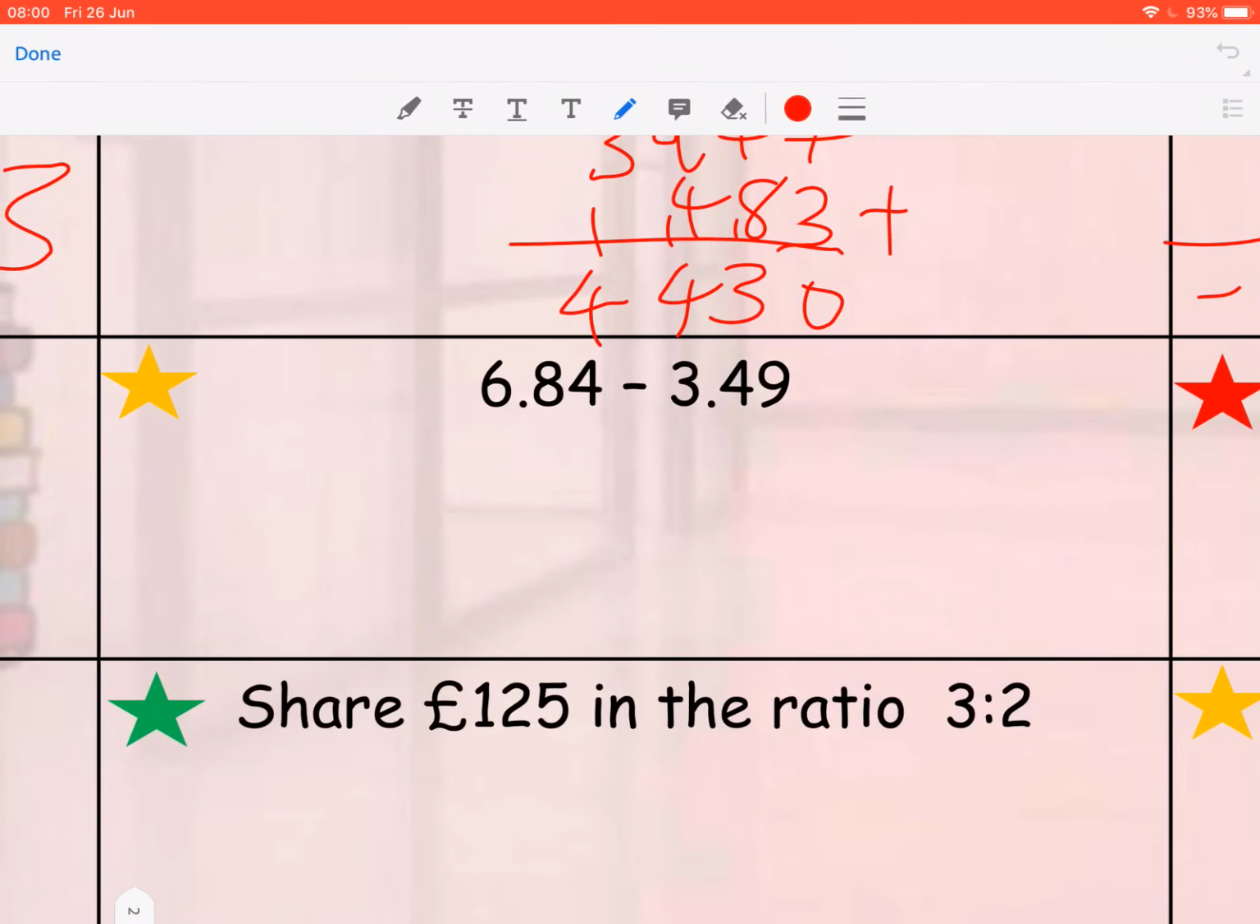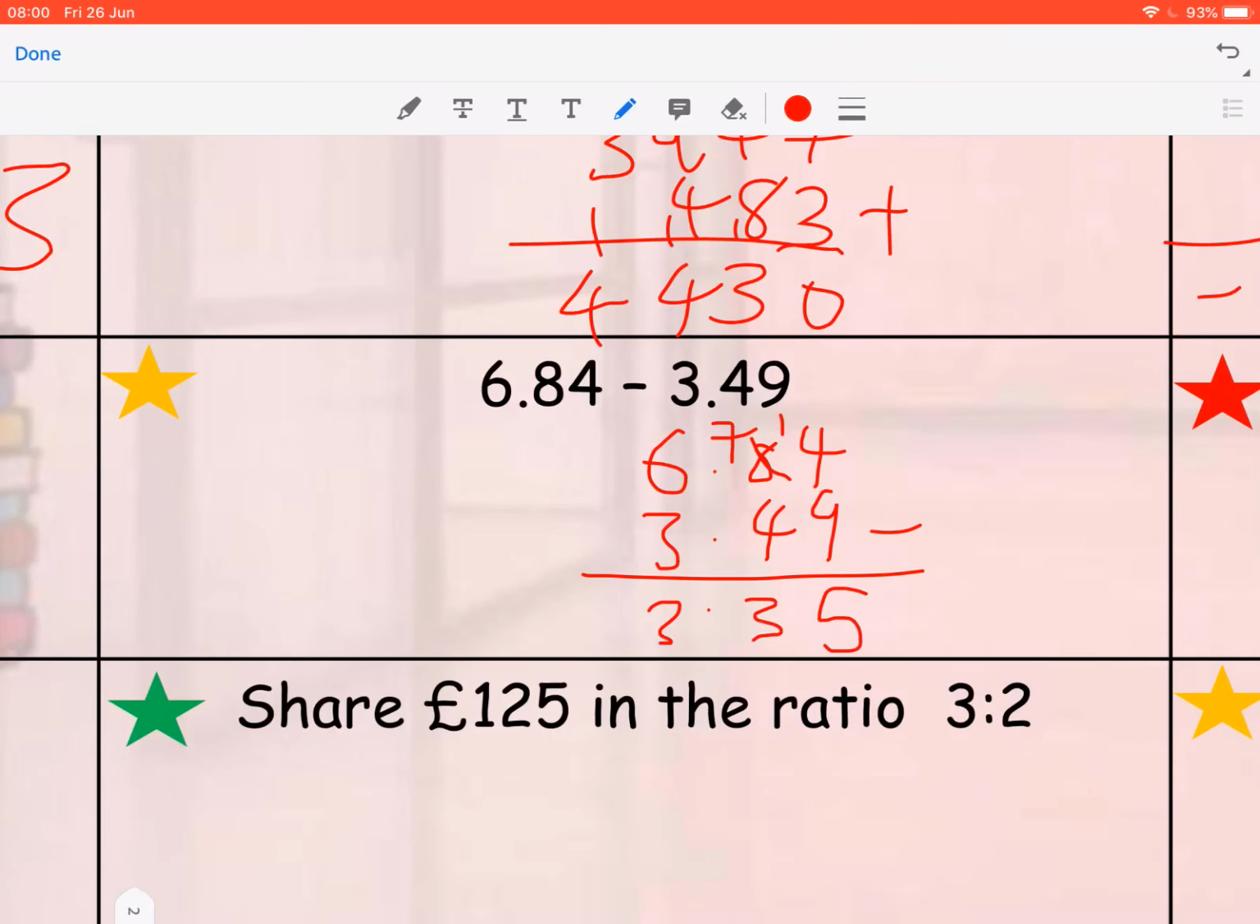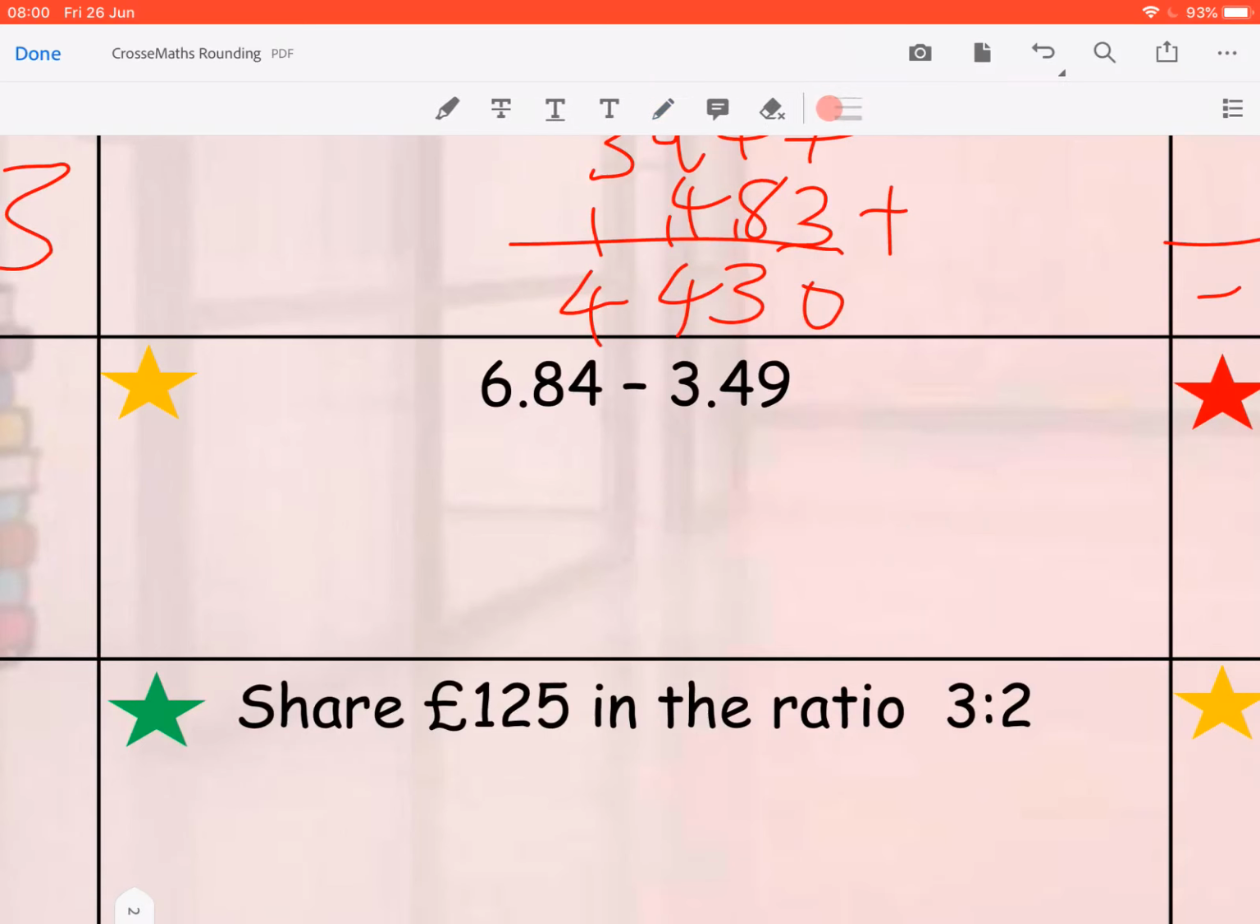Bit of subtraction. Make sure you line the decimal points up correctly. I've got 6.84 take away 3.49. 4 take away 9, I can't do it, so I'm going to borrow 1 from the 8. 14 take away 9 is 5, 7 take away 4 is 3, 6 take away 3 is 3. So my answer is 3.35.